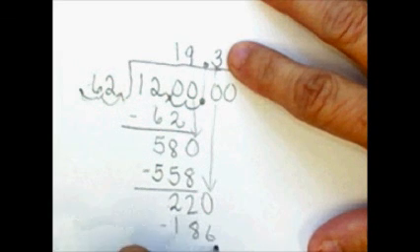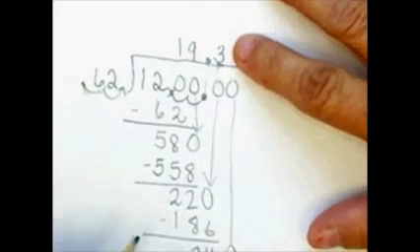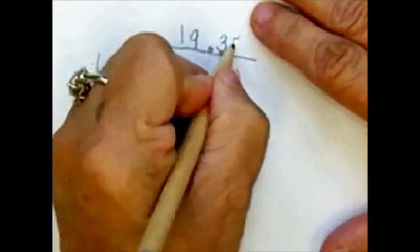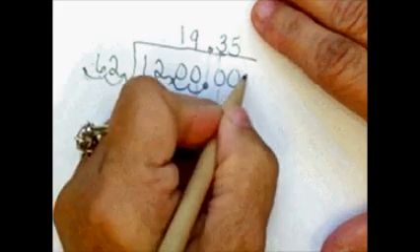And then I'm going to bring down my last 0 that I wrote. So 62 into 340 goes 5 times. And 5 times 62 is 310. So subtract and get 30. Now I could add another 0 and keep bringing it down. It's not going to divide out evenly.